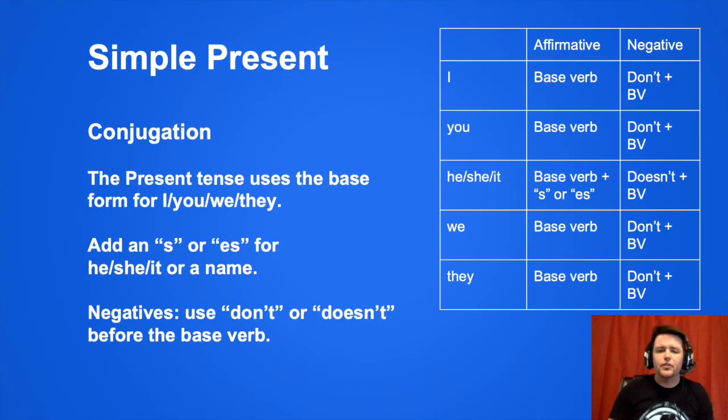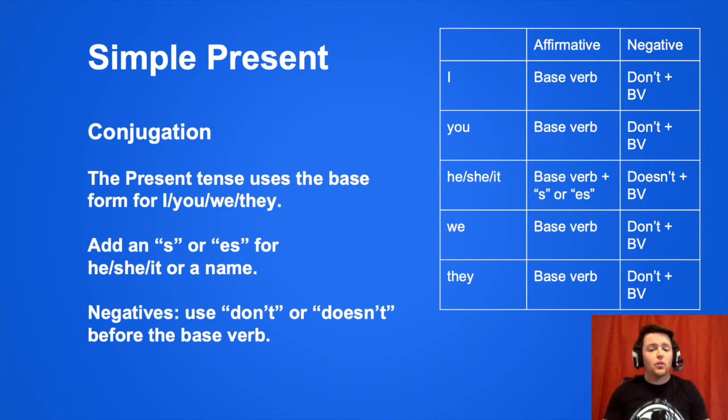The conjugation for the simple present is probably the most difficult because it changes the most, but it doesn't change a lot. Use the base form for I, you, we, and they. The base form is the simplest version of the word. No EDs, no INGs, no to in front of it. It only changes in the third person singular, he, she, or it, or using a name. We do need to add s or es after it.